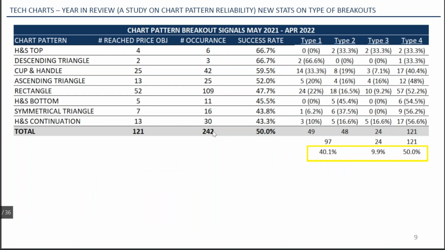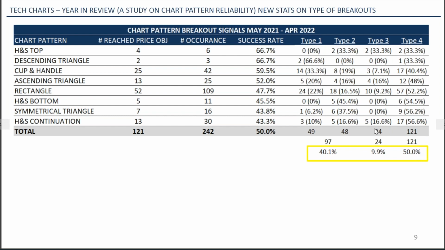So if we look at all the last 1 year's signals, and we categorize them as type 1, type 2, type 3, and type 4, these are the numbers that we're looking at. That 50% success rate of the patterns: we have 121 of the 242 signals reaching their price target, divided as type 1 49, type 2 48, which makes 40% of all the signals. And then 24 type 3, which is also a successful breakout, that is 9.9%. When these are added together, we get a 50% success rate on the chart patterns for the past 1 year, and then 121 failed breakouts.